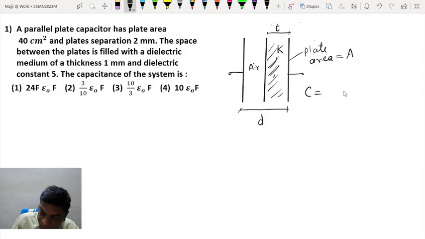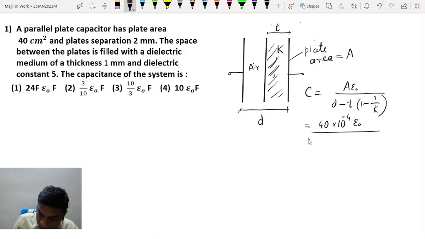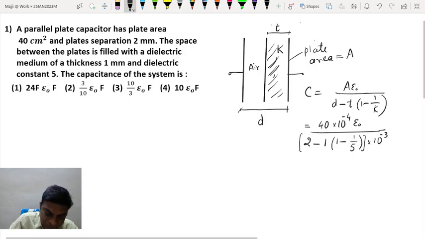So the capacitance is given by A epsilon 0 upon D minus T into 1 minus 1 by K. This formula we will be applying straight away to get the answer. So area is 40 centimeter square, to be converted into meter square. Plate separation is 2 mm, thickness is 1 mm and dielectric constant is 5. Remember all these values are in millimeter, so convert them into meter by multiplying by 10 power minus 3.